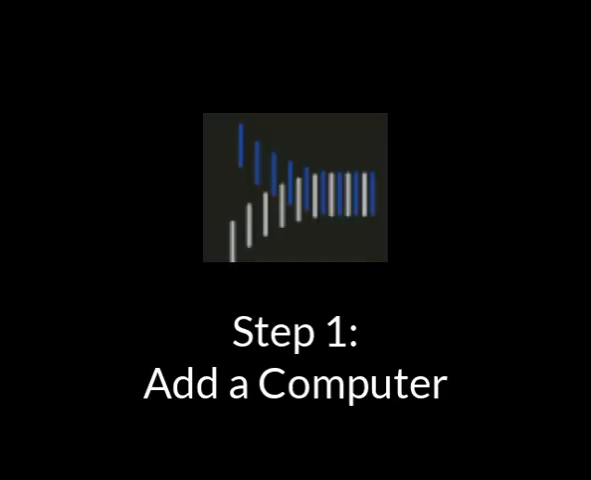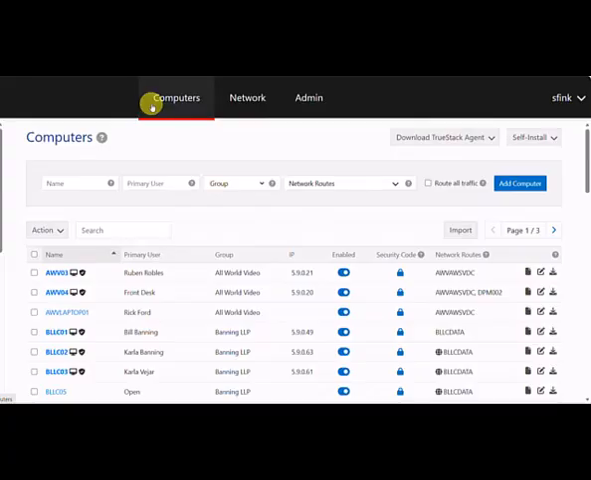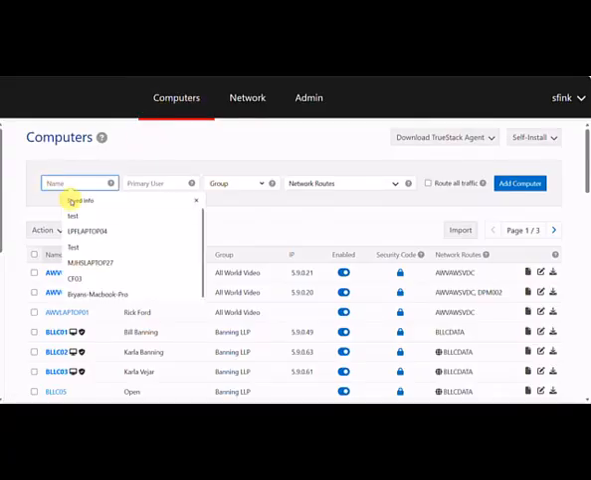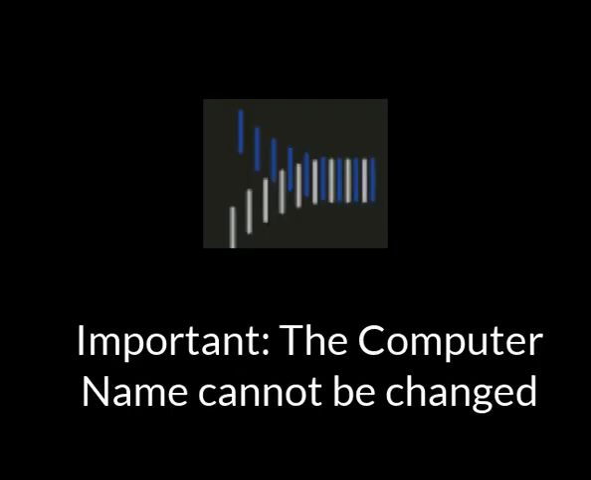Step 1. Add a computer. From the TrueStack interface, go to Computers and give the computer a name. This can be a host name, an asset tag, or anything meaningful to you. Important note, once a computer is created, the computer name cannot be changed. So take a moment to make sure it's correct before continuing.